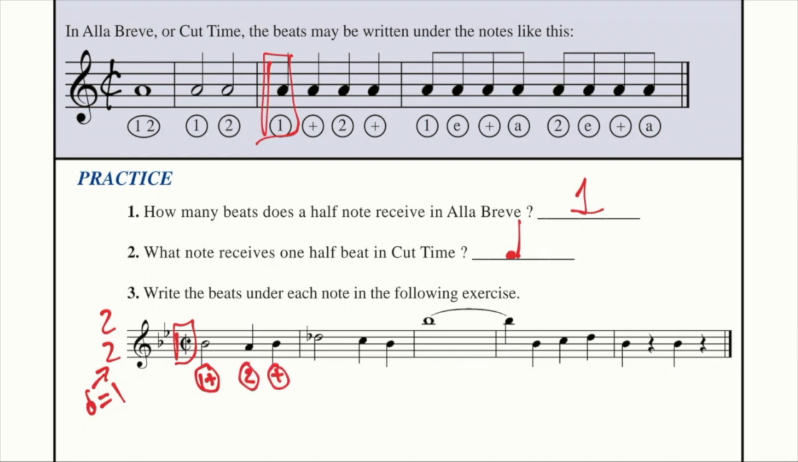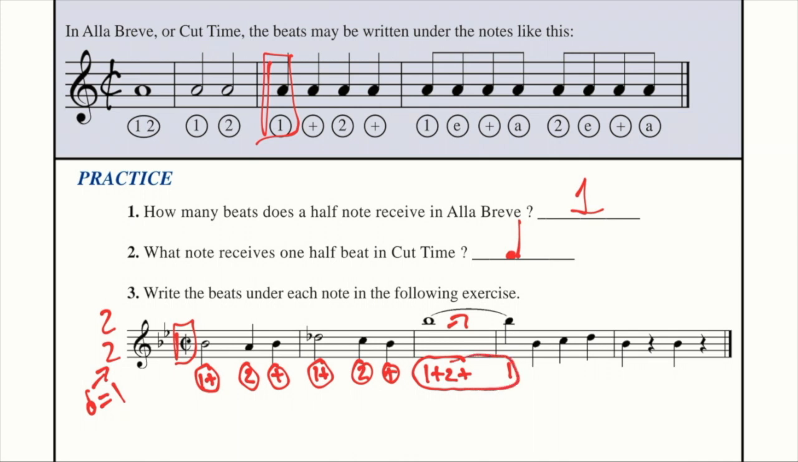We have a bar line, which tells us we have to begin counting with 1. 1 and circle, 2 circle, and circle. We have another bar line, so we start with 1. We have a whole note, which receives 2 beats, 1 and 2, and we do not put a circle because of the tied note. We have a quarter note, 1, and now we conclude the circle.